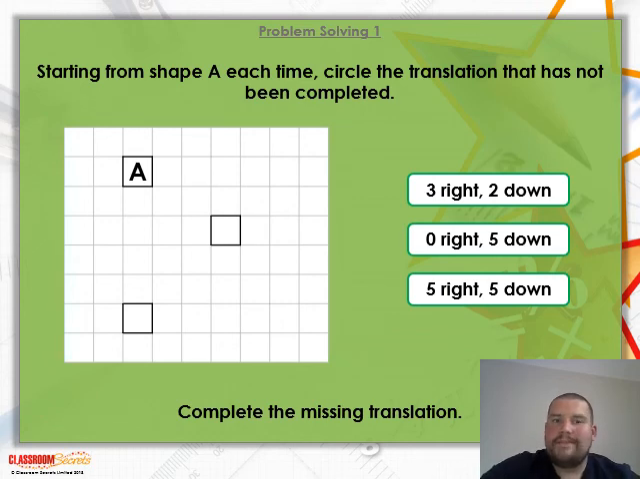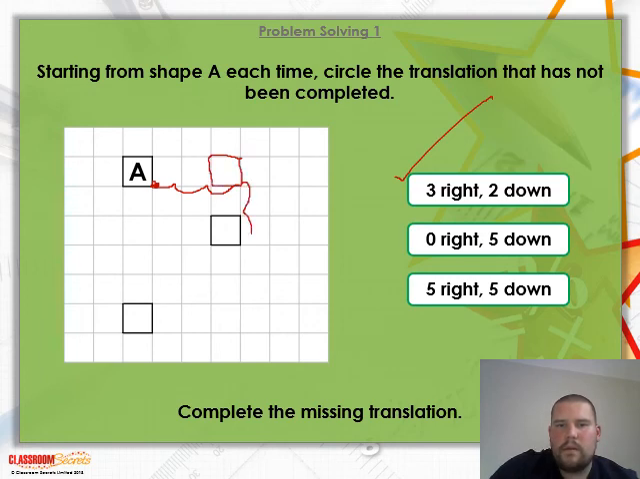Okay, problem solving 1. Starting from shape A each time, circle the translation as not being completed. So again, pick your point in shape A. For example, I'm going to do this one here. Let's have a look. 3 right and 2 down. I'm going to put a tick by it, not saying it's there. I'm just going to put a tick by it just to show you which one we might have a look at. Say 3 right. 1, 2, 3 and 2 down. So that would mean that A would look something like that. Then we need to move 2 down. 1, 2. So that would be exactly, that has been translated. So it would be a tick.